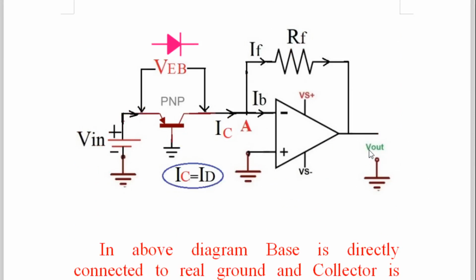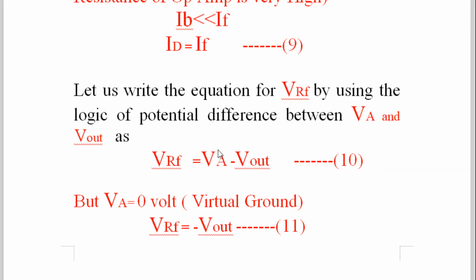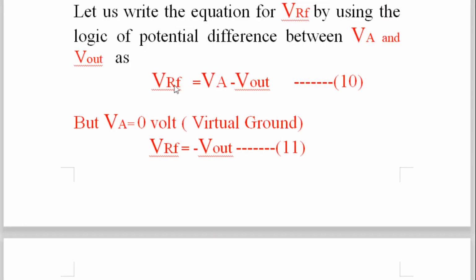So right hand side voltage is subtracted from left hand side. So here VRF is equal to VA minus Vout, but VA is equal to 0, therefore VRF is equal to minus Vout. This is the way with which you can write the voltage across the feedback resistor by using the logic of potential difference.